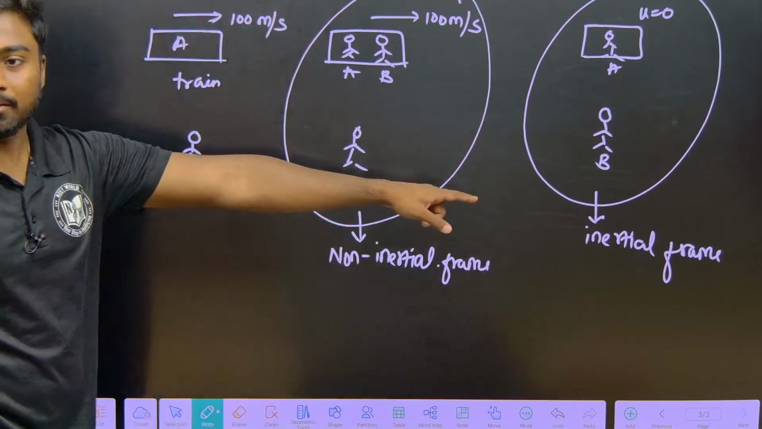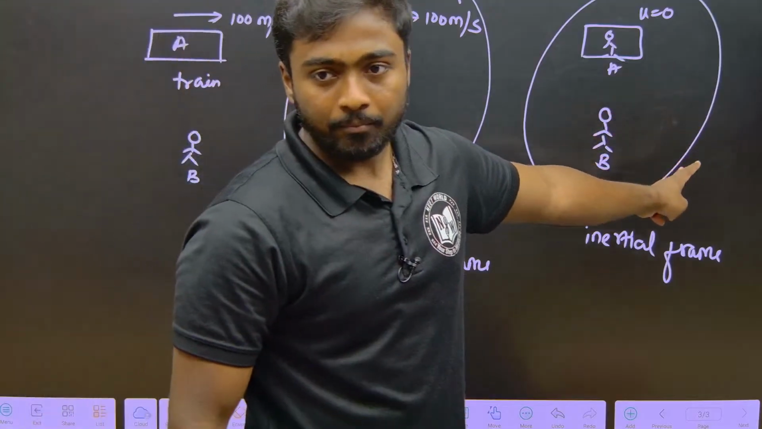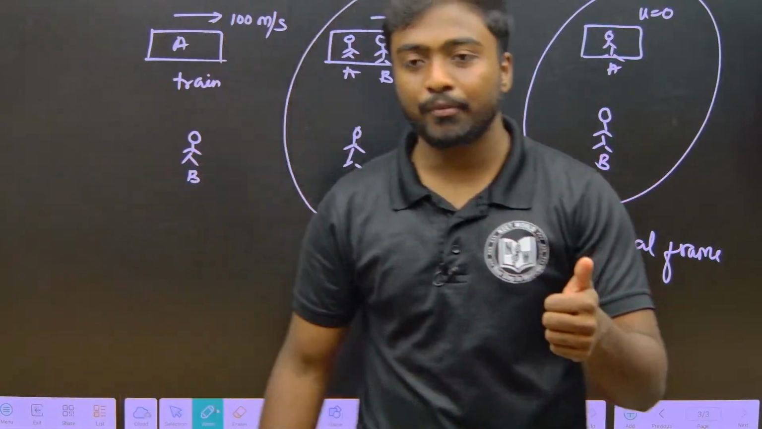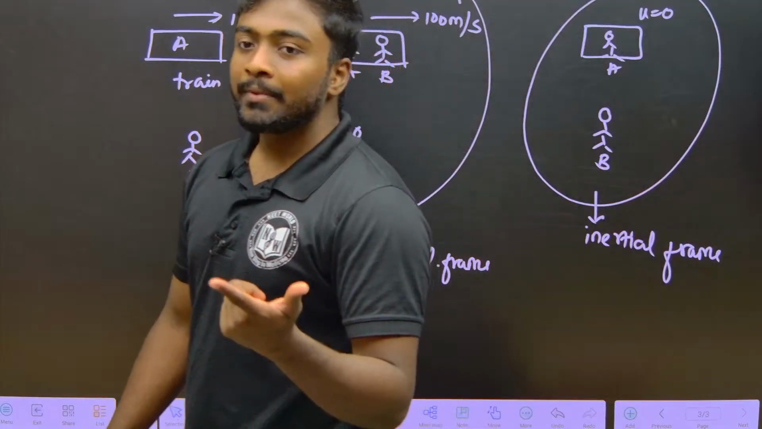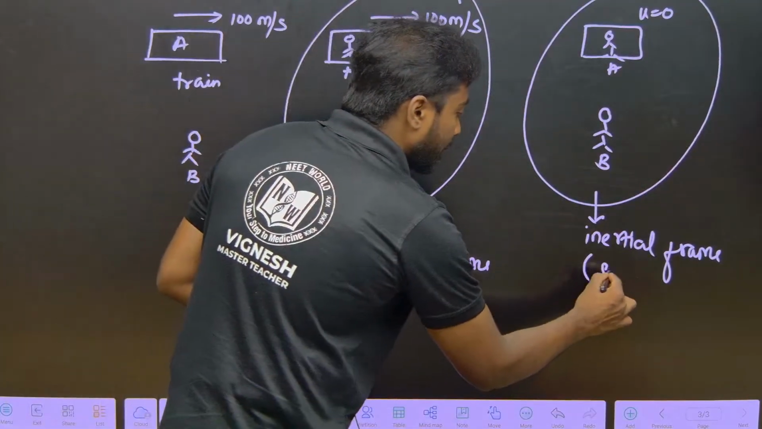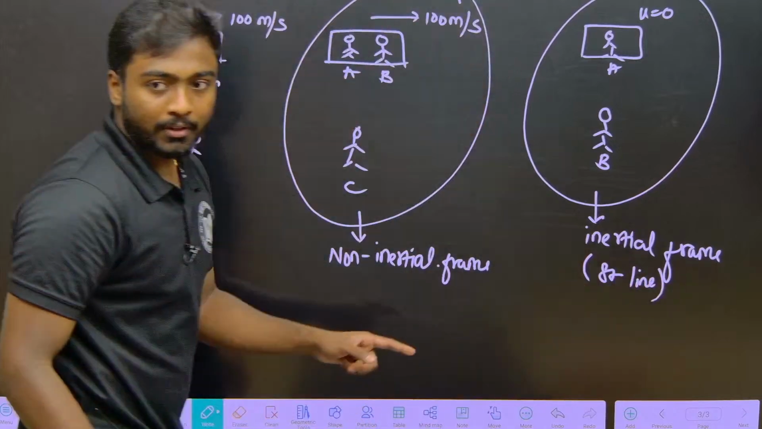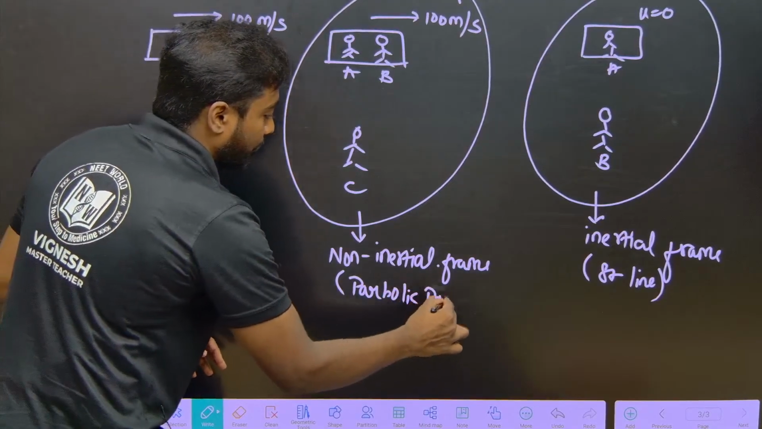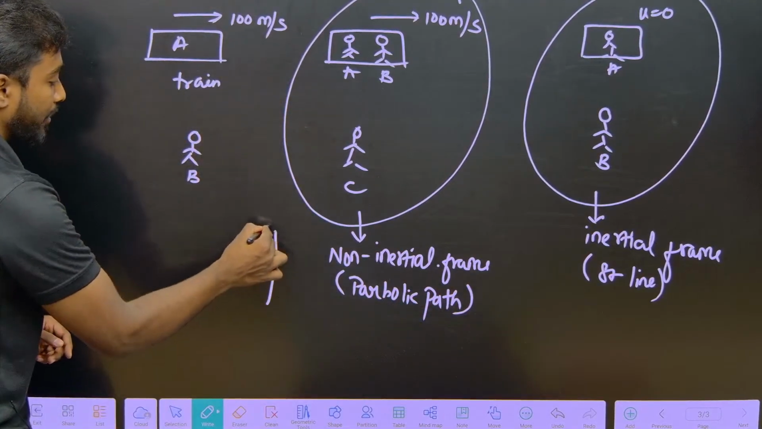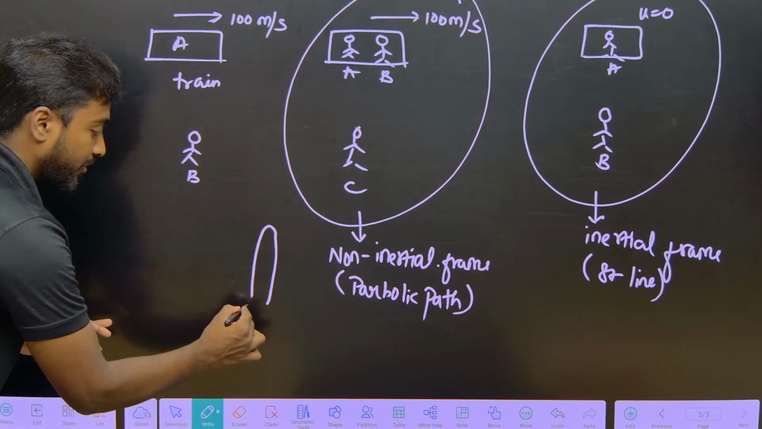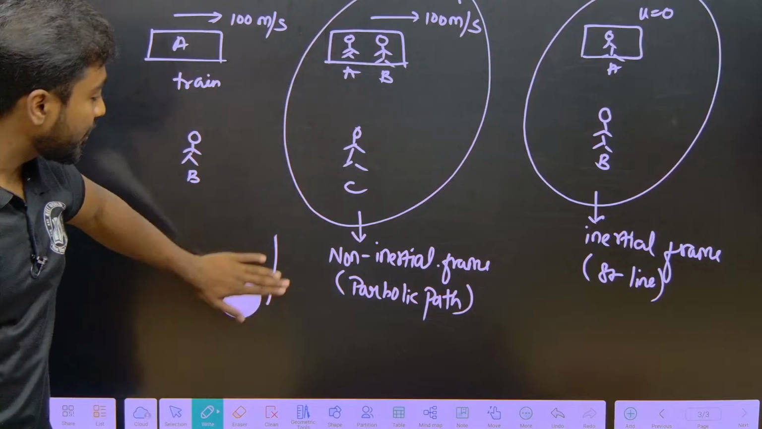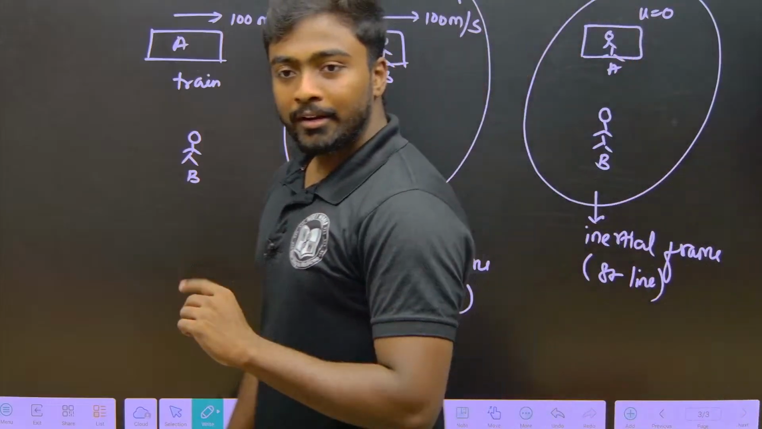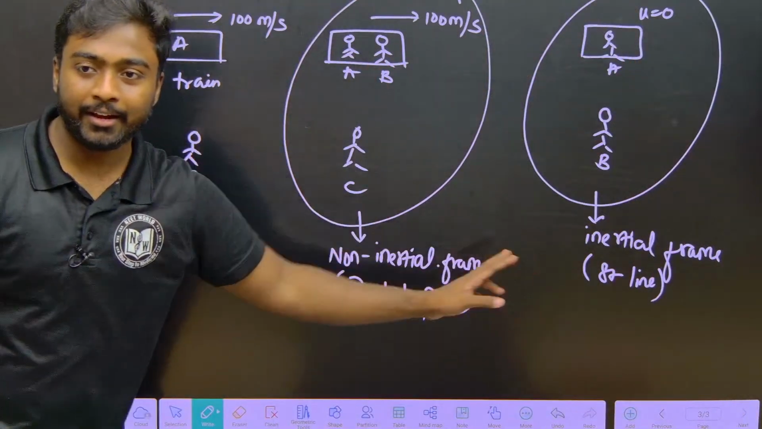So inertial frame means it is not accelerating. Non-inertial means it is accelerating. The main thing you should understand is inertial frame, not accelerating; non-inertial, accelerating. Here we can observe the straight line, and here we can observe the parabolic path, going like this and coming back. With respect to person A, it is a straight line; with respect to person C, it is a parabolic path. Any doubt in inertial and non-inertial? Both differ as accelerating and non-accelerating.